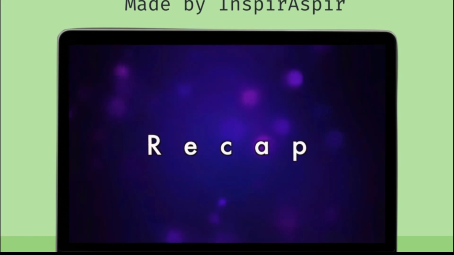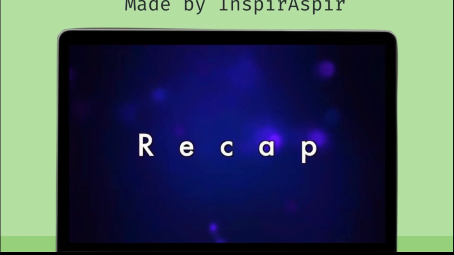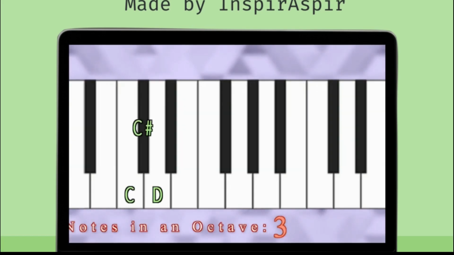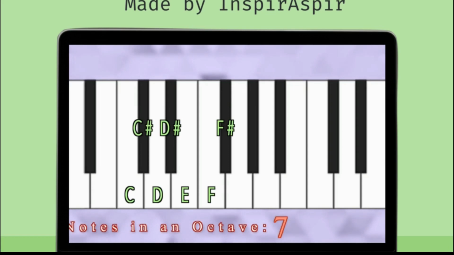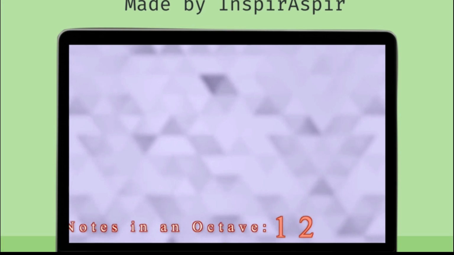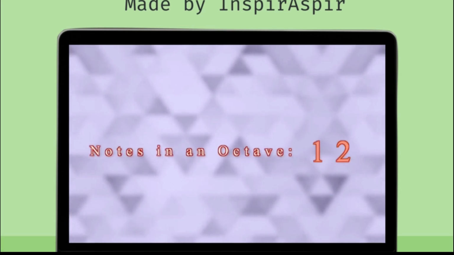So now, to really hit it home, let's quickly recap all the notes in any given octave. Starting with C, C sharp, D, D sharp, E, F, F sharp, G, G sharp, A sharp, B, bringing us to a grand total of 12 semitones in a single octave.